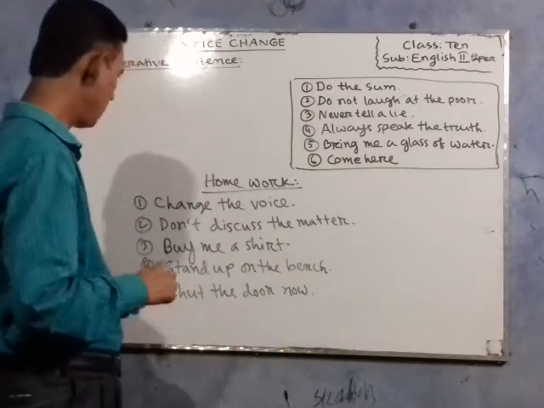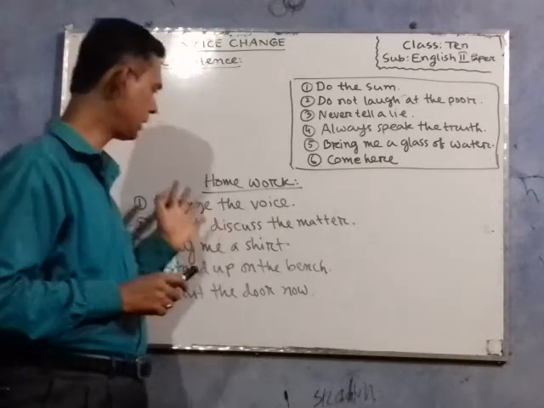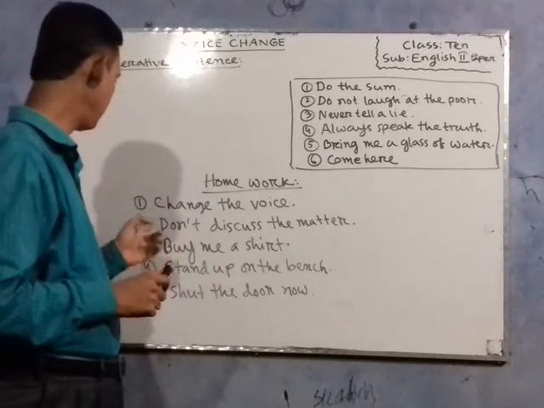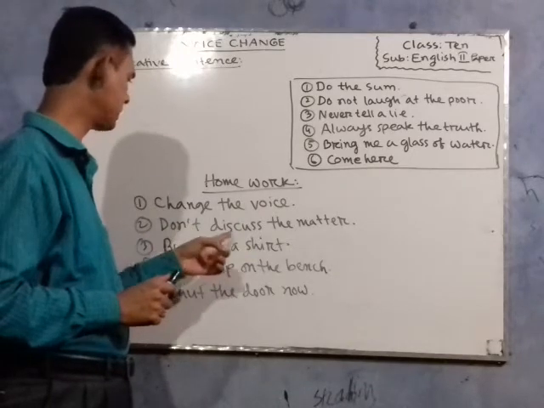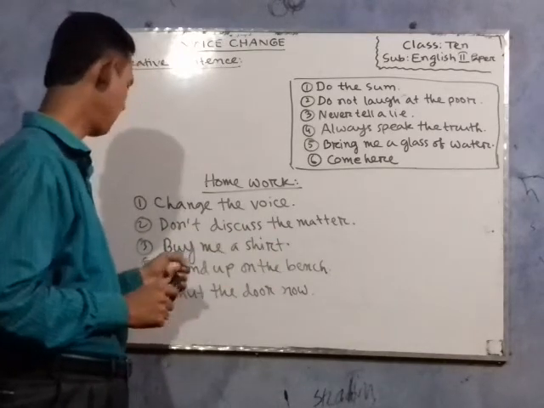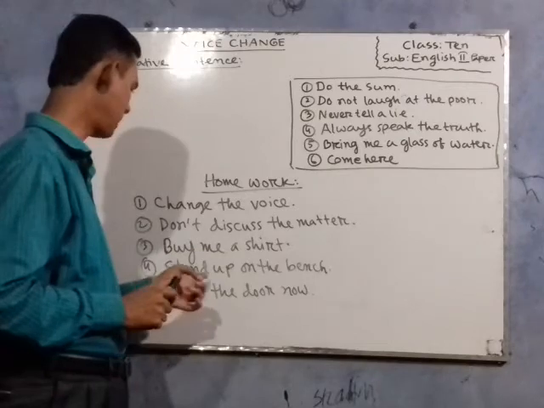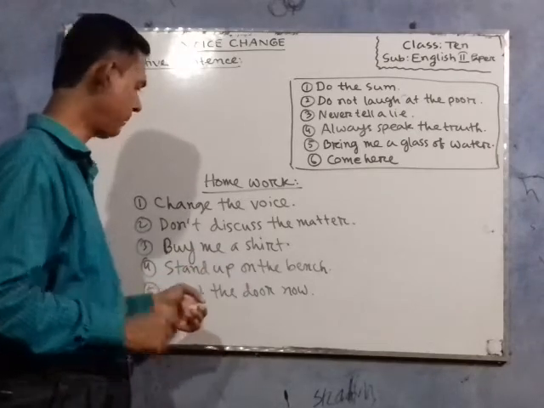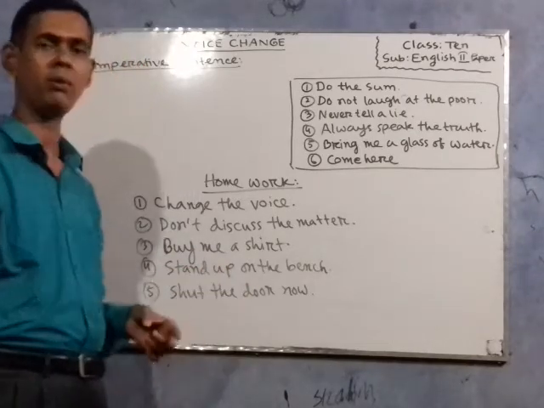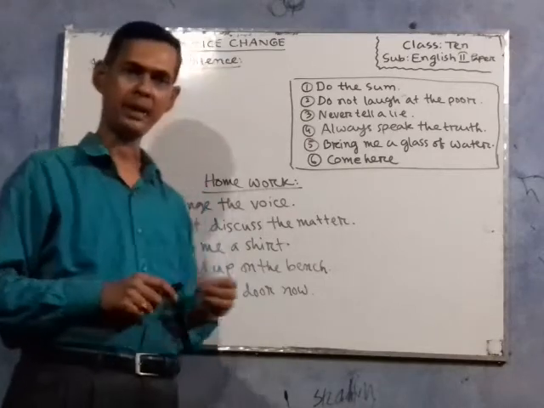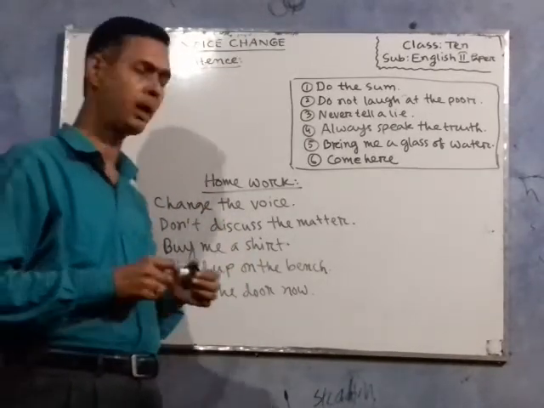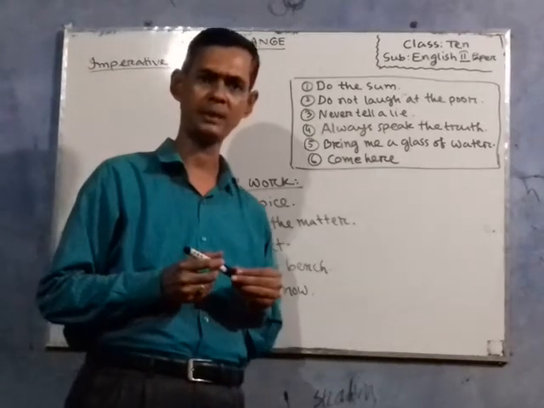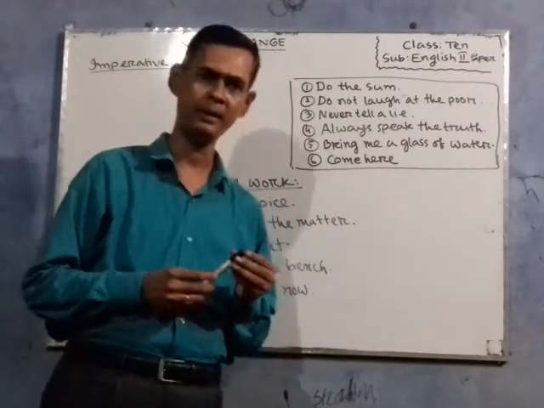Dear students, I am reading out this homework again. Number 1, change the voice. Number 2, don't discuss the matter. Number 3, buy me a shirt. Number 4, stand up on the bench. And number 5, shut the door now. Dear learners, you will practice the homework at home with a view to understanding clearly.